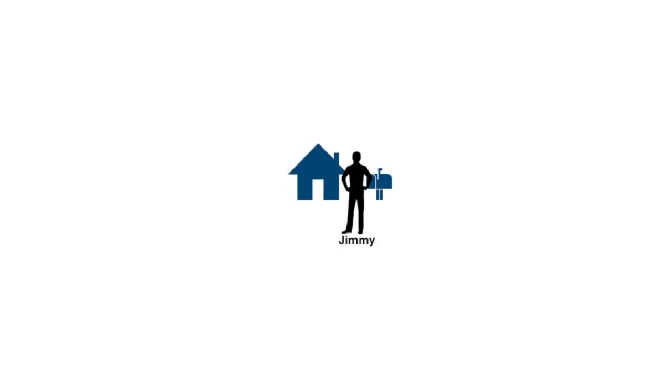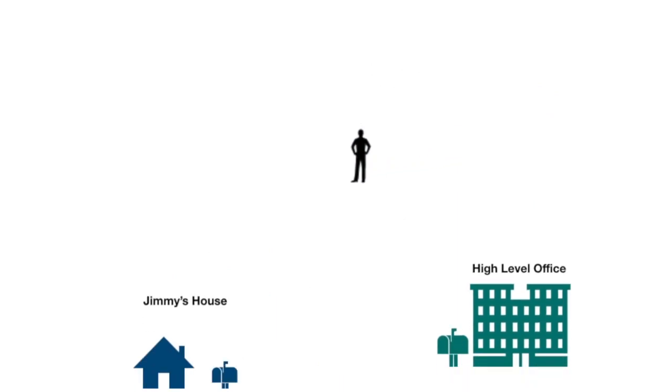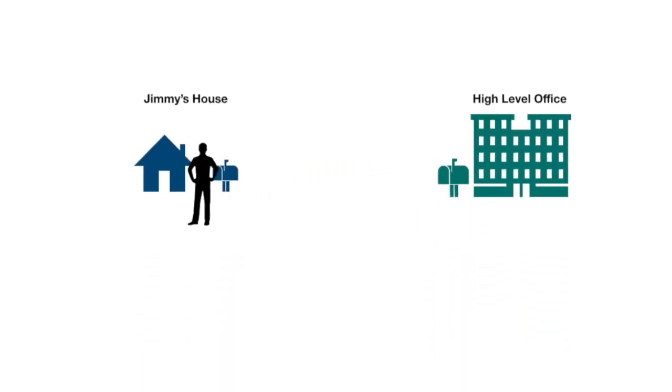So we've got this handsome silhouette of a person here, Jimmy, who's based in the United States, and he's trying to access some content from us, High Level, who are based in Australia. But Jimmy's going to go old school, so he's going to send us some snail mail requesting some content, which is going to get to us, and we're going to respond by parceling him a CD with the appropriate content. So let's walk through the process.